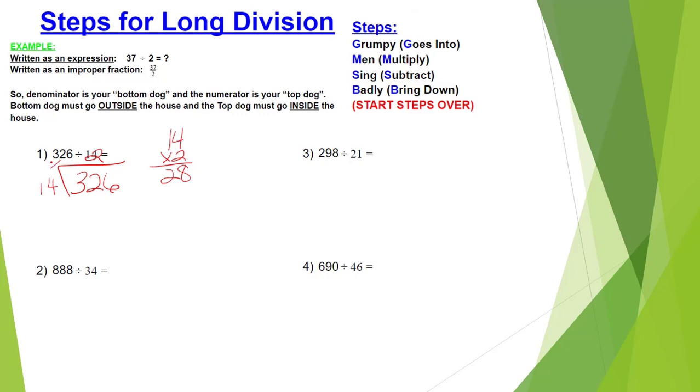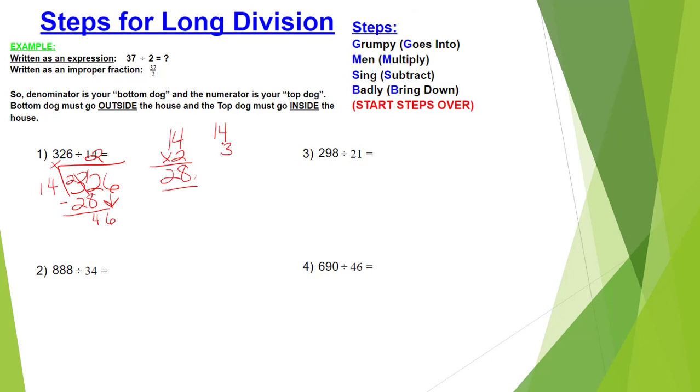Multiply. 2 times 14 was 28. Subtract. We have to borrow. 12 minus our 8 is 4. Bring down. Start steps over. Goes into. How many times can 14 go into 46? Well, 2 times was 28, so let's try 3 times.